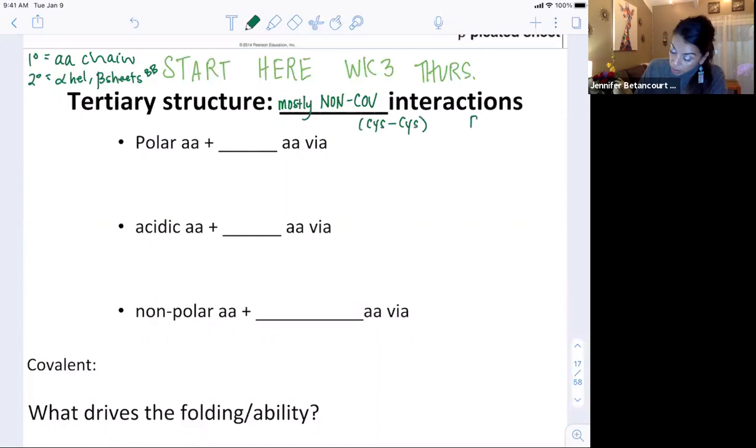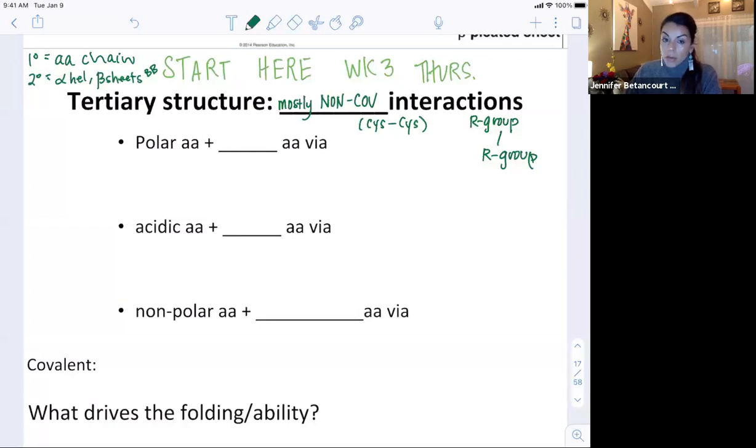Tertiary structure are interactions between the R groups. So we can say R group interactions: R group interacts with R group. Again, every amino acid has an R group. That R group is also known as its side chain. This is how amino acids differ from one another.